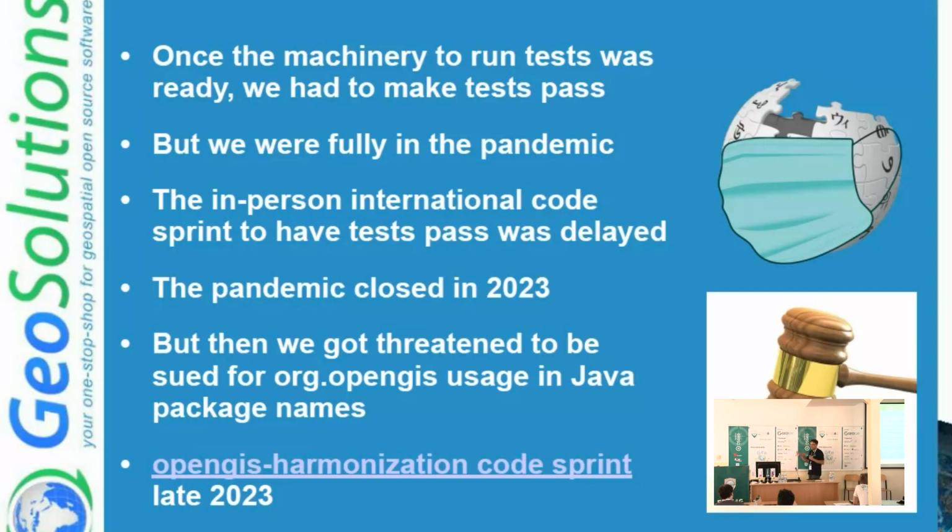Fast forward to the end of the pandemic, 2023, we got threatened to be sued for using org.opengis in our Java package's name. And we had to focus on that, avoid the lawyers and avoid the judges. And so we organized in Bolsena a code sprint to eliminate all the org.opengis package names in our source code. Me, Jody, and Ian worked for a while, and that basically ate our time availability for code sprints for that year.